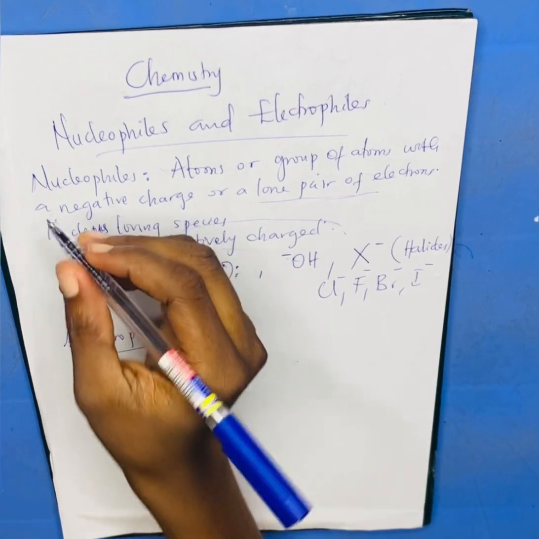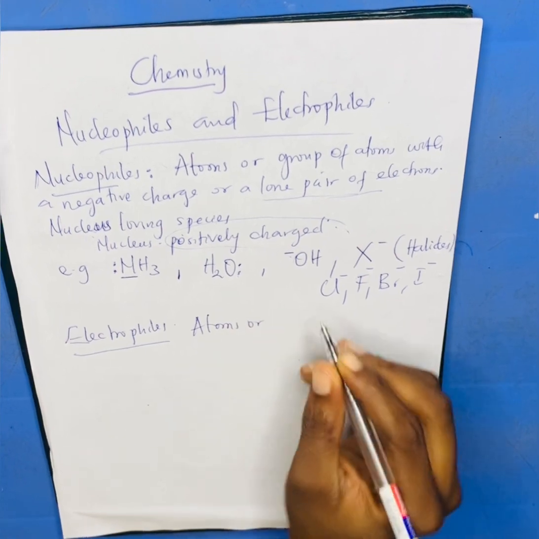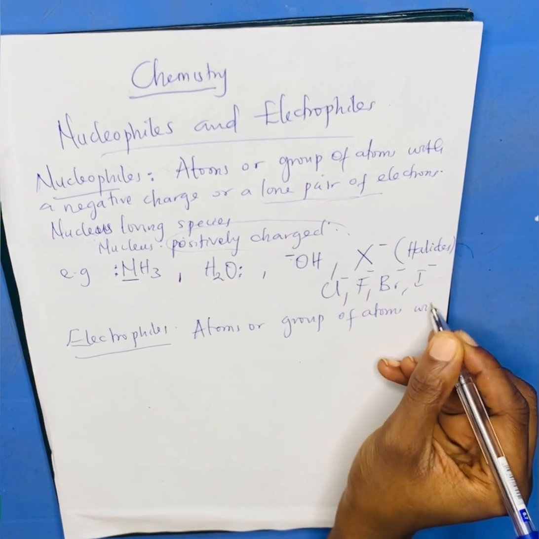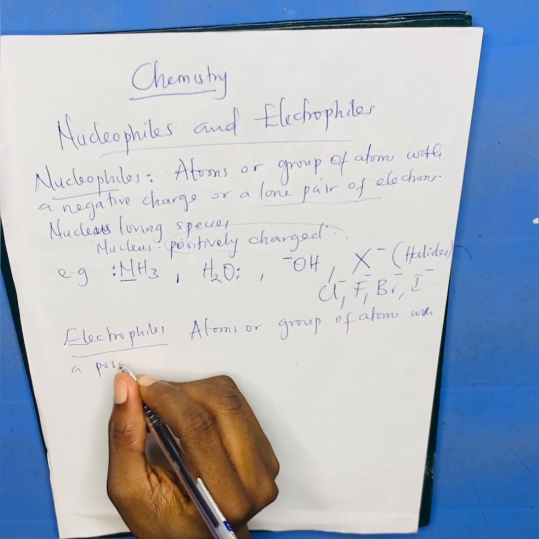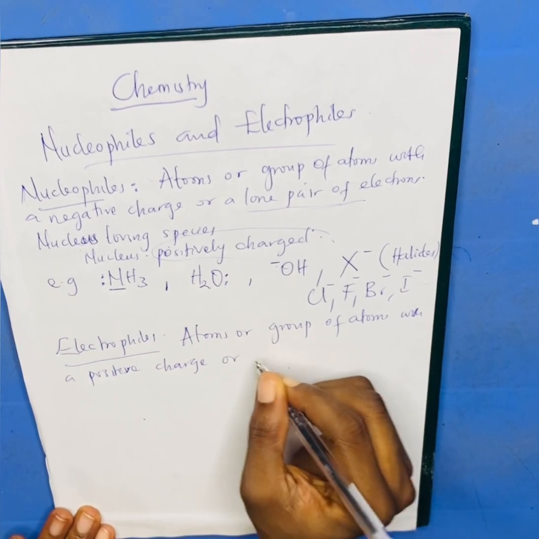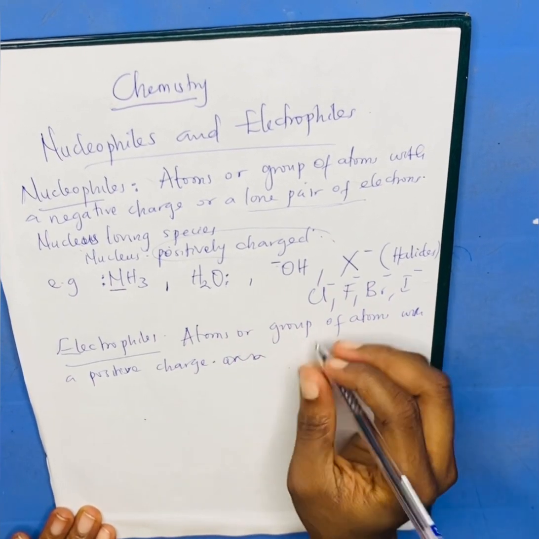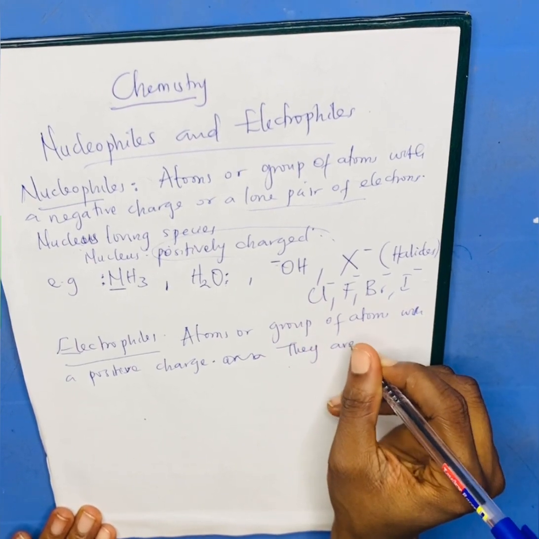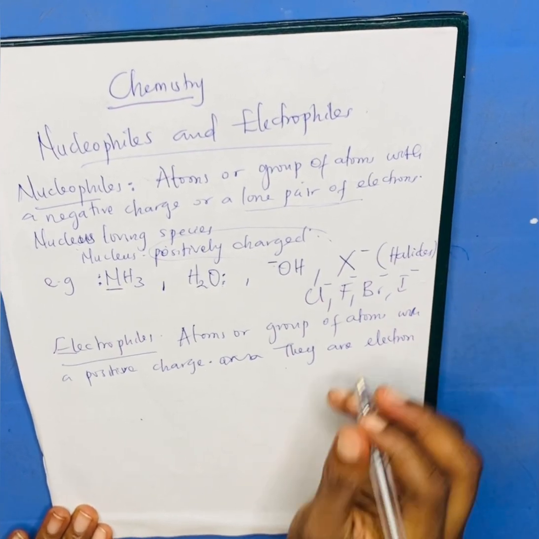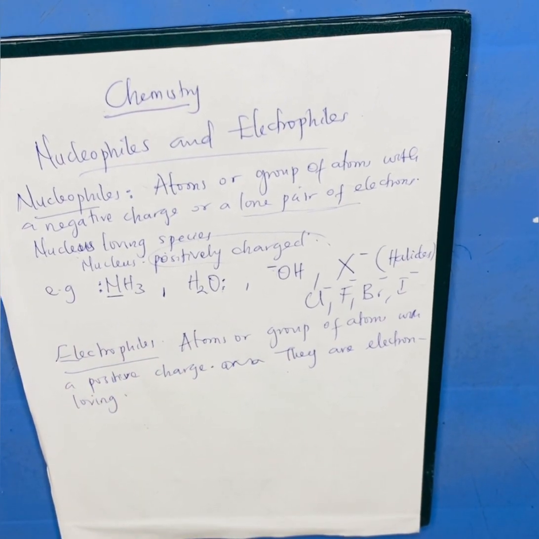So electrophiles are atoms or group of atoms with a positive charge basically, and they are electron loving. So they are called electron loving species. So that's what electrophiles are.